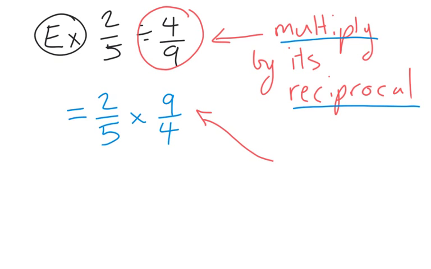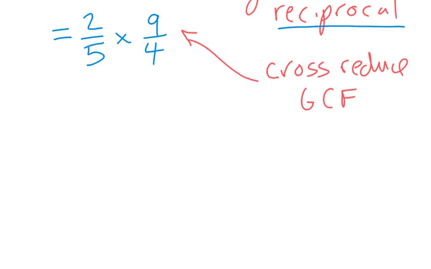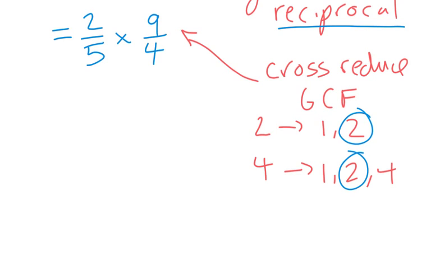So let's see if we can cross-reduce to make life easier for ourselves. So what we're going to do is we're going to find the greatest common factor of numbers that are across one another. So we're going to first take a look at 2 and 4. So the factors of 2 are 1 and 2, making it a prime number. 4 has the factors of 1, 2, and 4. As you can see, the greatest common factor is actually 2. So what are we going to do with this number 2? We're actually going to divide 2 by 2, and we're going to divide 4 by 2.